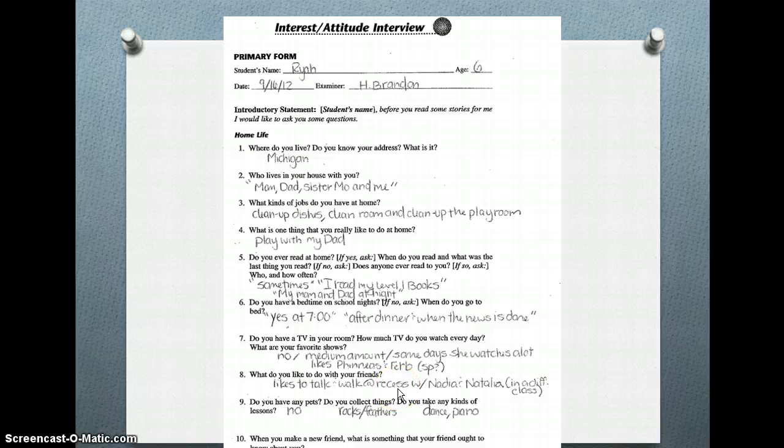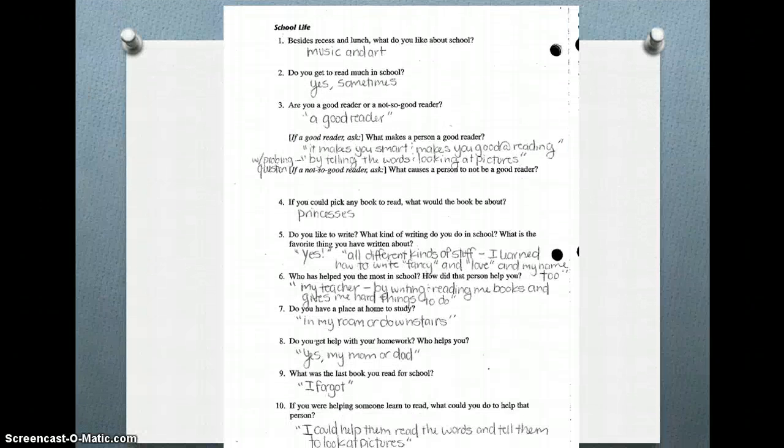Some days she watches a lot, other days she doesn't. She likes to talk and walk at recess with some specific friends. No pets. But she does take dance and piano lessons, so you can kind of get a glimpse at her home environment. It appears there are some structures in place for bedtime and reading at night and that sort of thing. This is it continued, asking about school life.